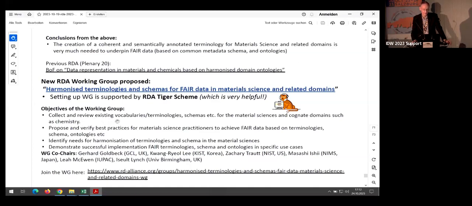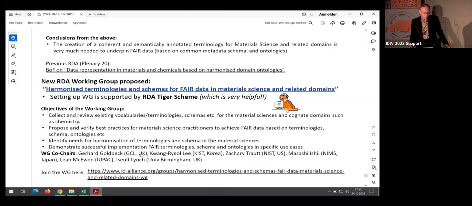It's about collecting and reviewing existing vocabularies and terminology schemas for the material science and cognate domains such as chemistry. Again, on that point, we can already draw on, and would like to draw on, the collection activities that have already been happening and are happening. Then we would like to propose and verify best practices for material science practitioners to achieve FAIR data based on terminology schemas and ontologies, identify needs for harmonization of terminologies and schema in the material sciences, and demonstrate successful implementation of FAIR terminology schema and ontologies in specific use cases that we've just discussed.